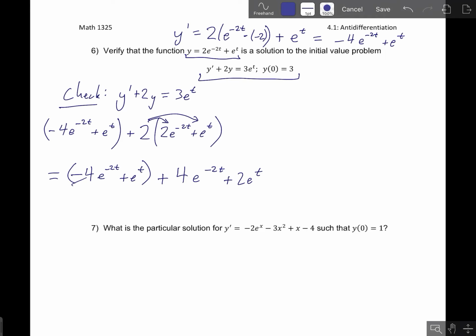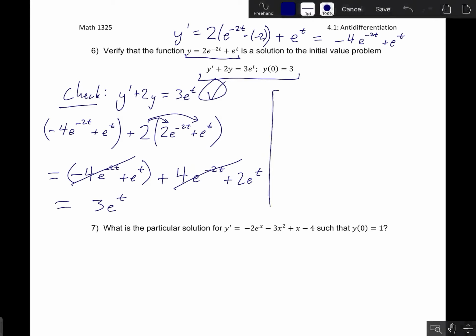Now these two terms cancel. I have a negative 4e to the negative 2t and a positive 4e to the negative 2t. So those cancel out, and all that I'm left with is an e to the t plus 2e to the t, and those would add together by just adding their coefficients. We'd have a 3e to the t. And that is what we have on the right side of this equation. So we do have that the first equation holds.